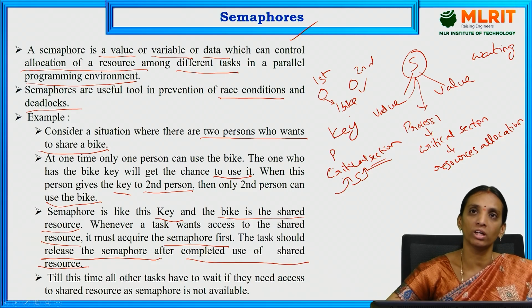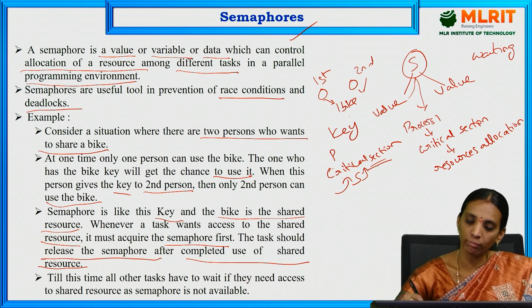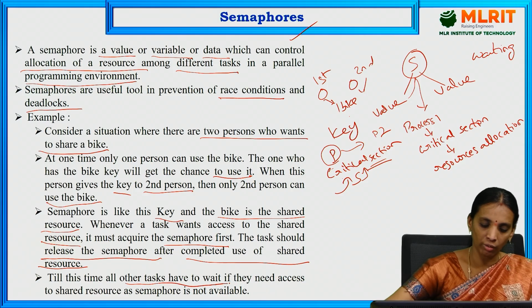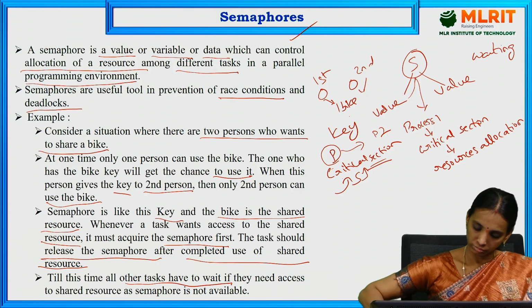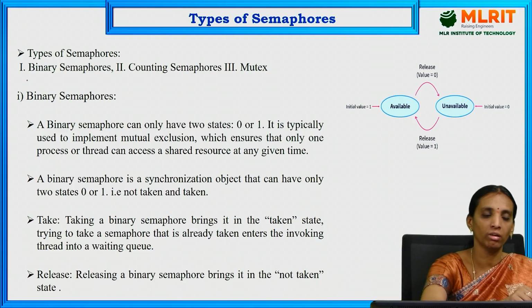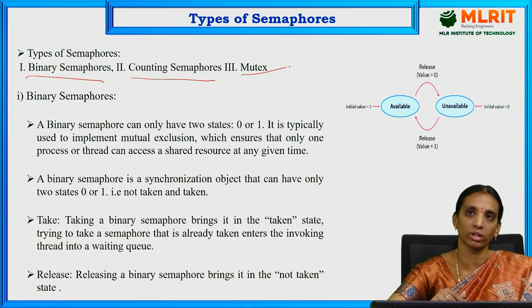So whenever it is assigned to one task, after completion of that task the semaphore will release the resources from that process and it can allocate resources to another process. Till that time all other tasks have to be in the wait state only. There are different types of semaphores: one is the binary semaphore, another is the counting semaphore, and the mutex.